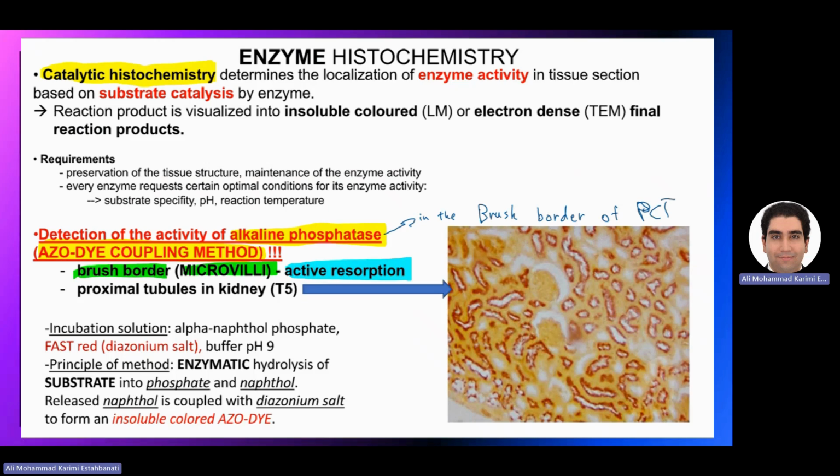Enzyme histochemistry. I put this slide, it has a bit more detail of what we already talked about, azo coupling. You just need to remember that catalytic histochemistry determines the location of enzyme activity by staining the substrate that is being catalyzed by the enzyme. And every time we use enzyme histochemistry, we are trying to detect alkaline phosphatase, especially, for example, in the PCT, proximal convoluted tubules in kidneys. It's very important because they have a lot of alkaline phosphatase, and we will just give an azo coupling and stain it.